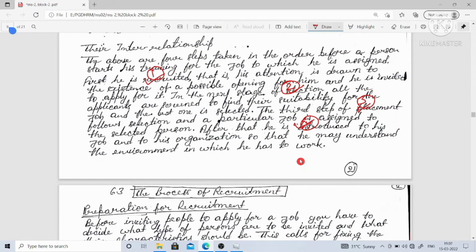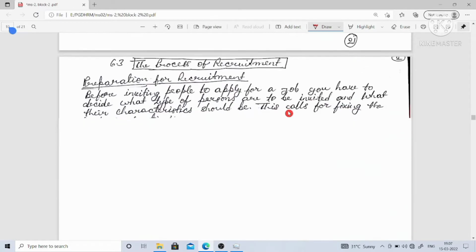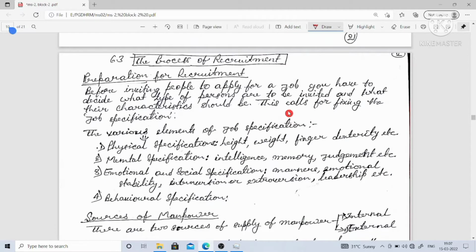Okay, so here first I will explain recruitment, then I will explain selection, then third I will explain placement, and then fourth I will explain induction. So now let's move on to the first, that is the process of recruitment.